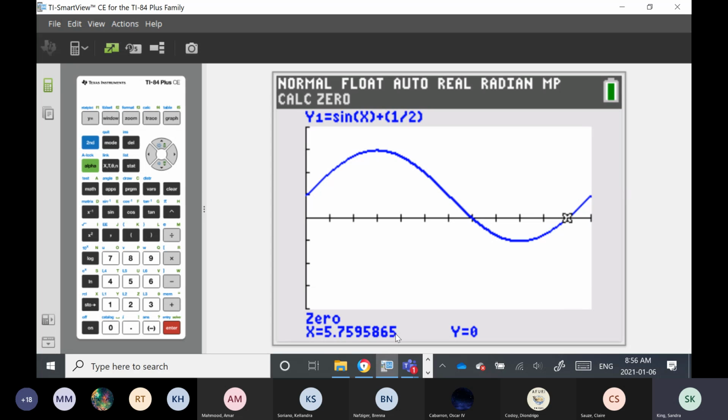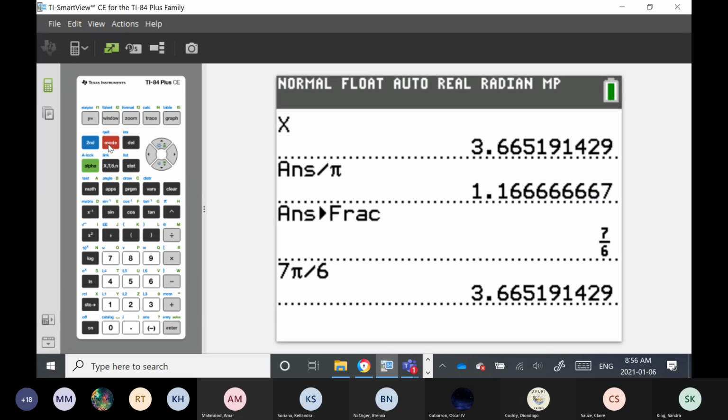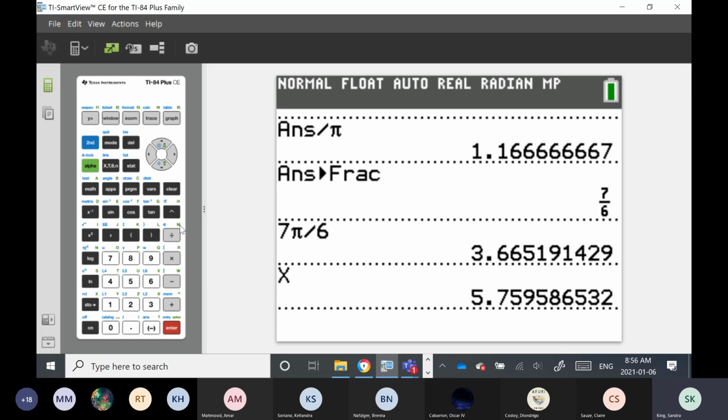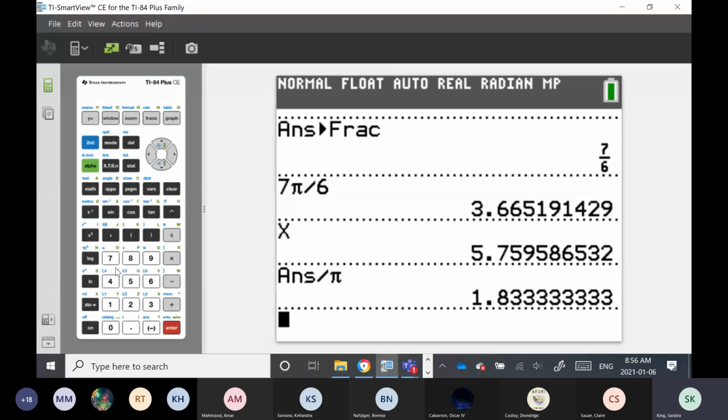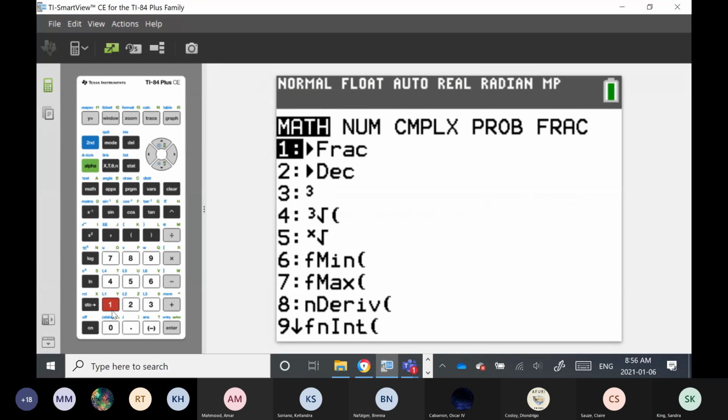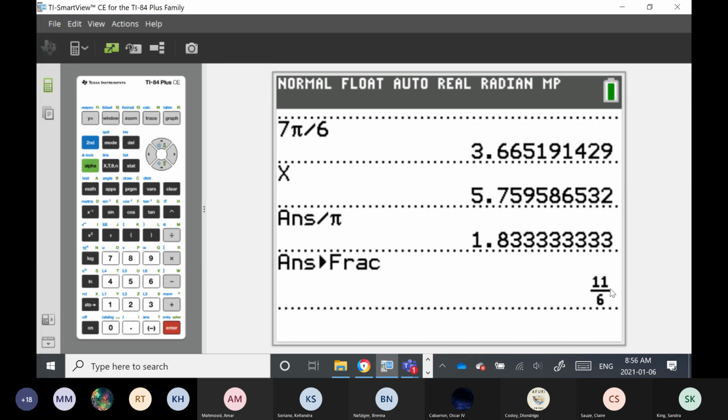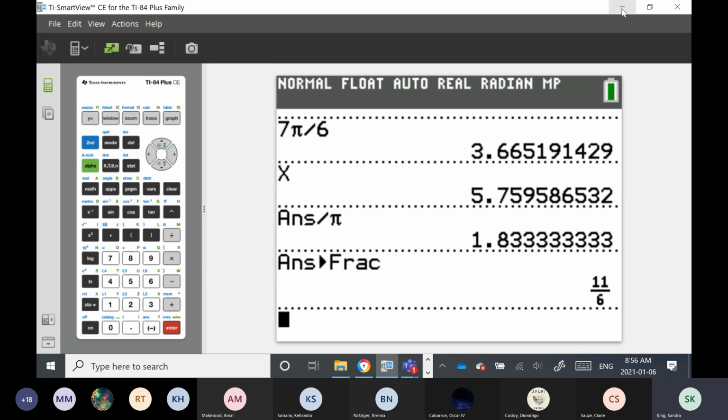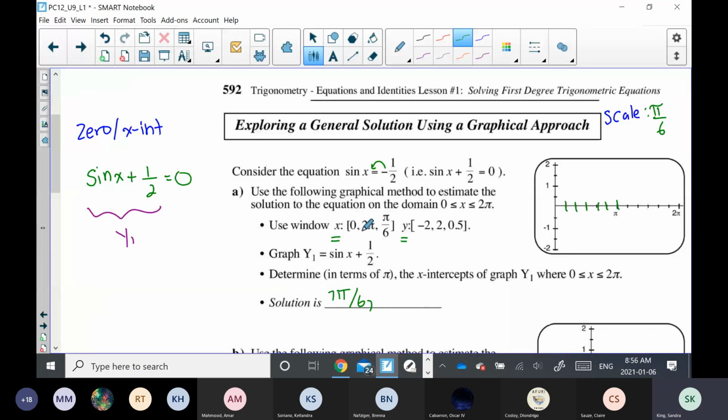The answer is this, but the question said in exact pi radians. So I need to get that x value. I need to divide that number by pi. And then I need to math one fraction it. And my second answer is 11 pi divided by 6. So 7 pi over 6 and 11 pi divided by 6.